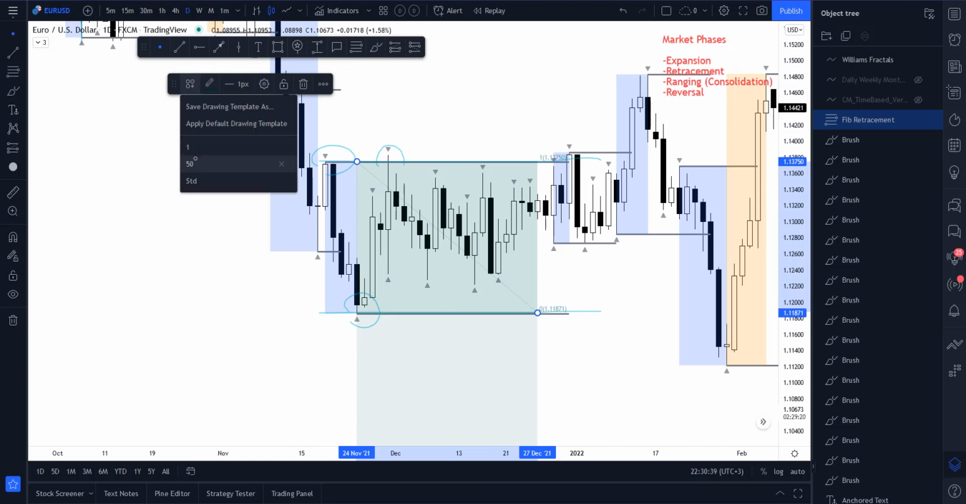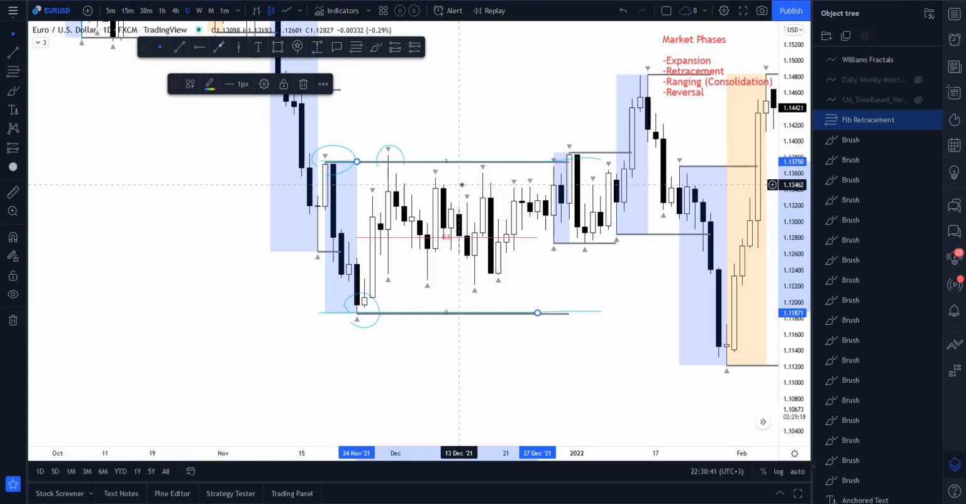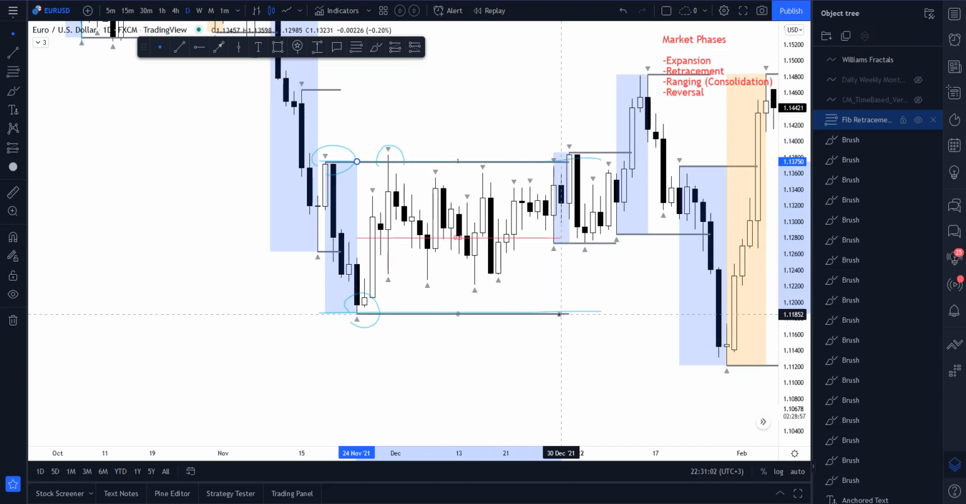the 50% of it. Above the 50% is premium, and below the 50% is discount. So I'm going to look for long opportunities as a daily confluence below the 50% of the range, and I'm going to look for shorting opportunities above the 50%. So this equilibrium works as the separator for the premium and discount zones.